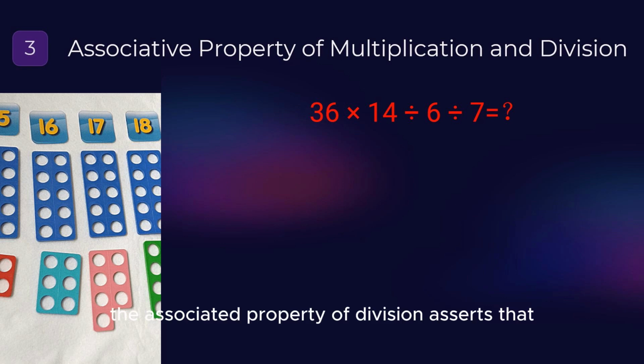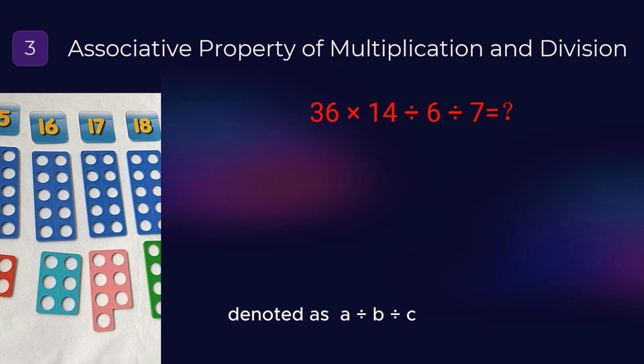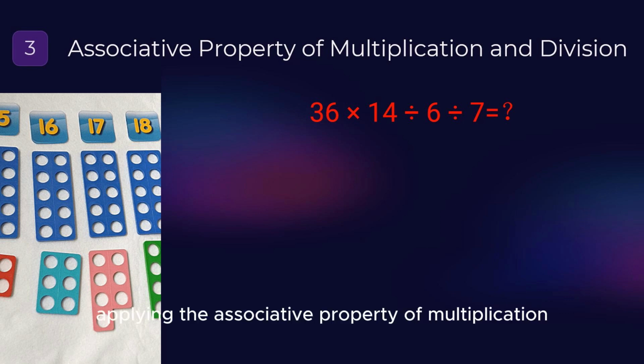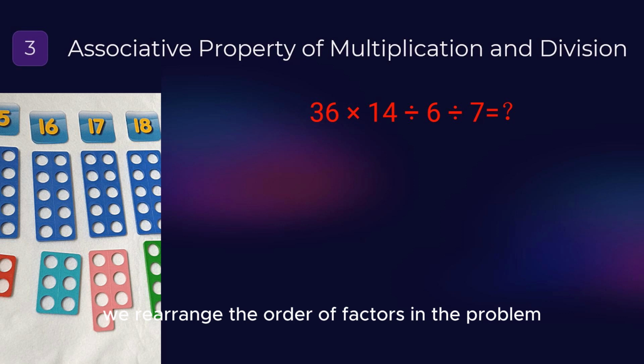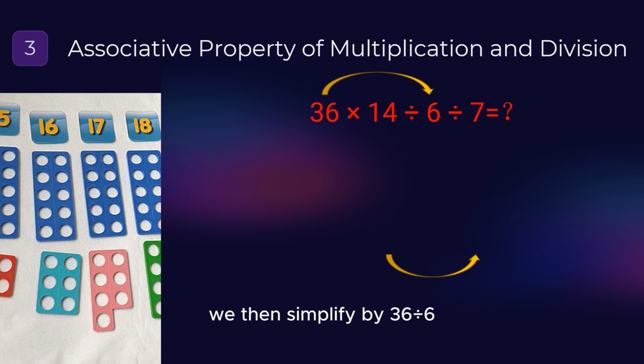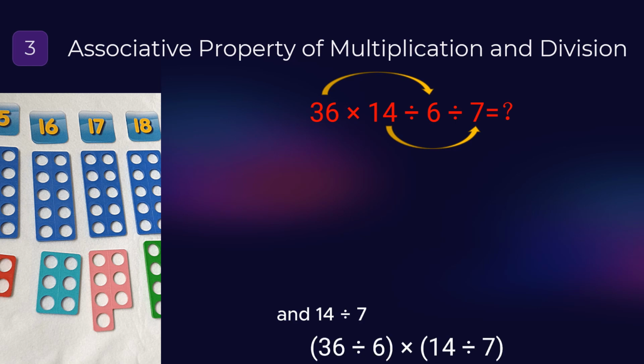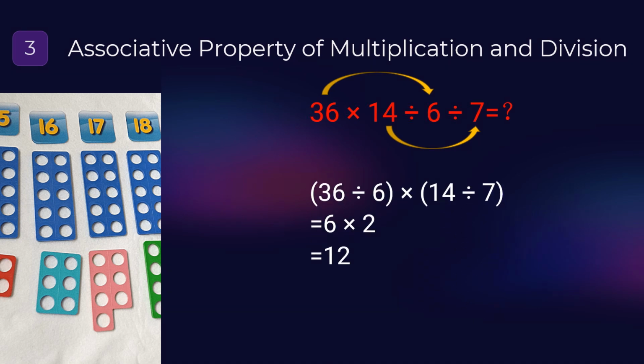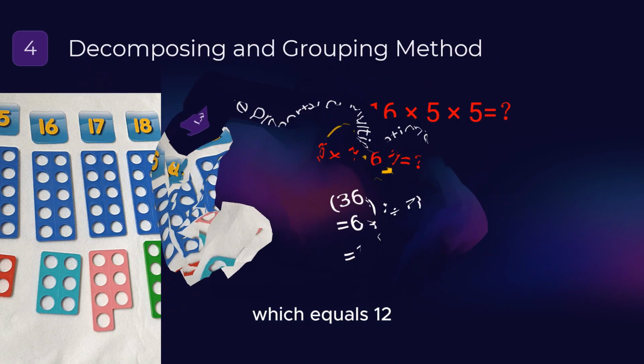The associative property of division asserts that the order of dividing numbers is interchangeable, denoted as A divided by B divided by C equals A divided by C divided by B. Applying the associative property of multiplication, we rearrange the order of factors in the problem, presenting it as 36 divided by 6, multiplied by 14 divided by 7. We then simplify by dividing 36 by 6, resulting in 6, and 14 by 7, resulting in 2. Consequently, the solution to the problem is 6 times 2, which equals 12.